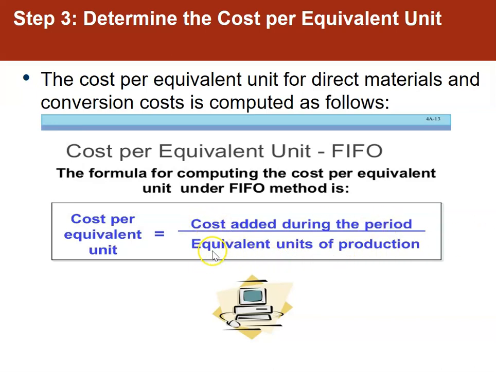Our denominator is equivalent units of production. So on the surface it seems pretty basic here. So cost per equivalent unit for the FIFO method, that's just a dash, it's not a minus sign. And then we have our formula here, pretty basic. Again, only cost added during the period over the number of equivalent units of production in that period. Okay, so that's simple enough.